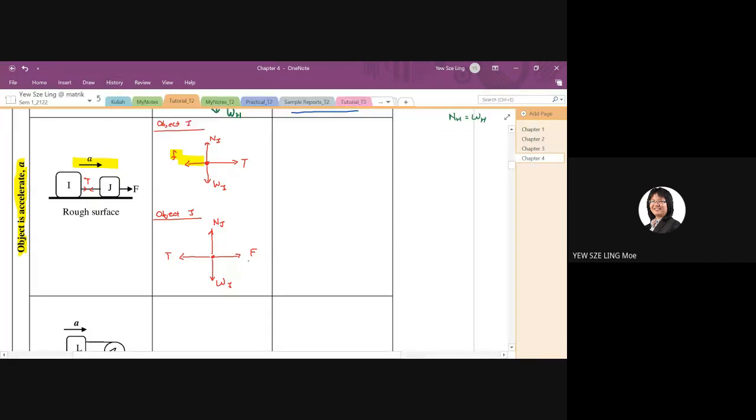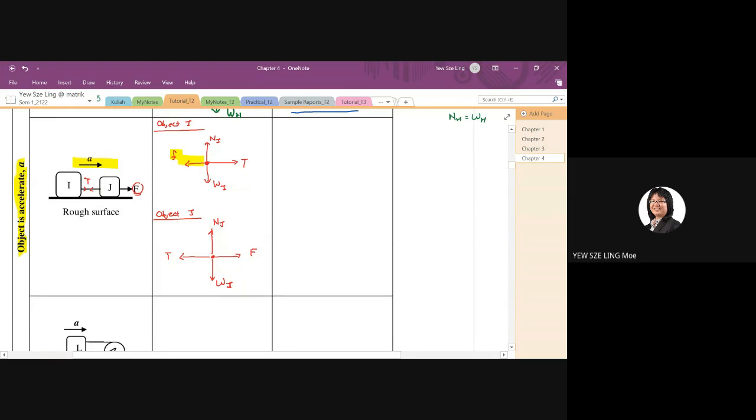For the second diagram, the external force F is directly acted on object J only. Therefore, you put F on J, not on I. I moves because of the tension, not because of this F. F is a force acting on object J, so we put it in the free body diagram for object J. Object J again has weight, and because it is placed on a surface, you have NJ.